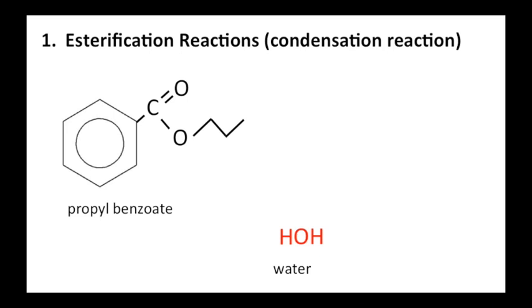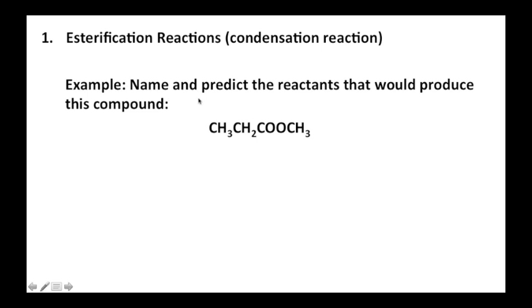Now I've shown you ester reactions a number of times. Now you could come across questions like this. Name and predict the reactants that would produce this compound. Okay. So you got CH3, CH2, COO, CH3. Now, first of all, we should recognize that as soon as we see the COO, we should go, oh, that's an ester. That's a C double bonded to O, single bonded to O. We should recognize that this is the branch and that this is the parent.